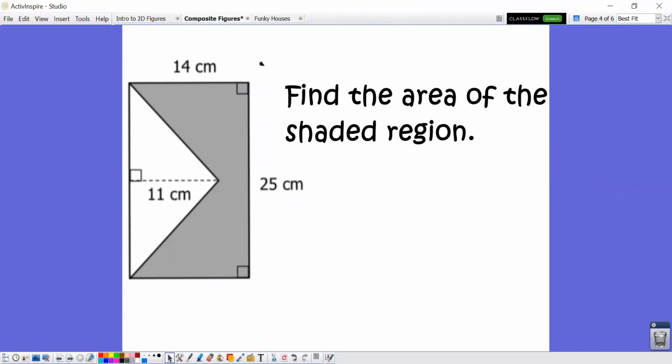Now in the last one, we added those two sections together, but here we're going to want to get rid of this triangle. It's cutting a piece out of our rectangle. We want to know what the area of the green is when we chop out that red part.